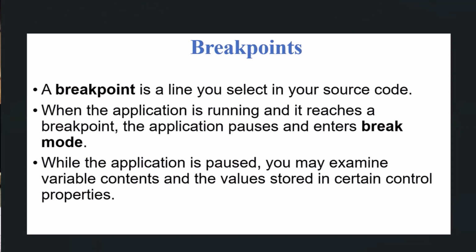Setting a breakpoint is basically putting a place in one of the lines of your source code where the program is going to stop. When the application is running, it reaches that breakpoint and it'll pause and stop right there, allowing you to start to control it. It's called break mode. While the application is paused, you may examine the variable contents, what's in them, and the values stored in certain control properties. They're really nice to use.